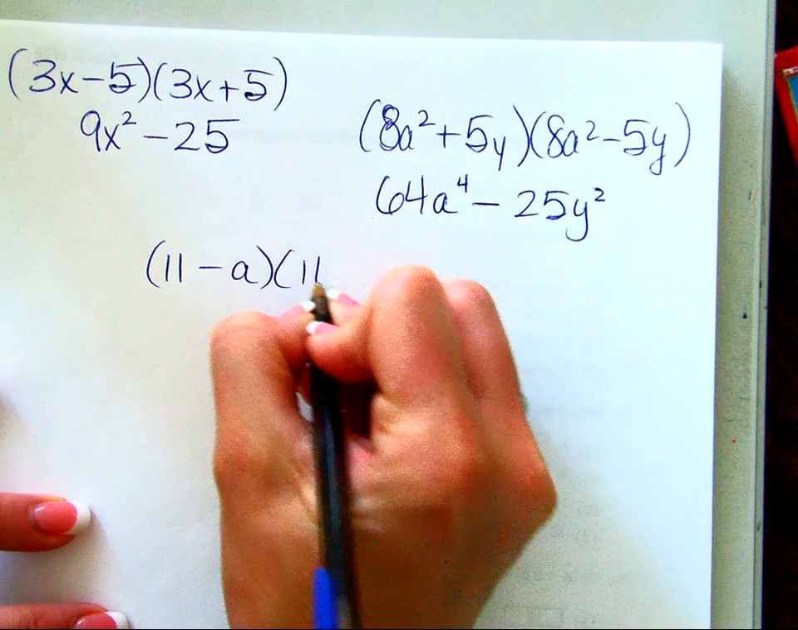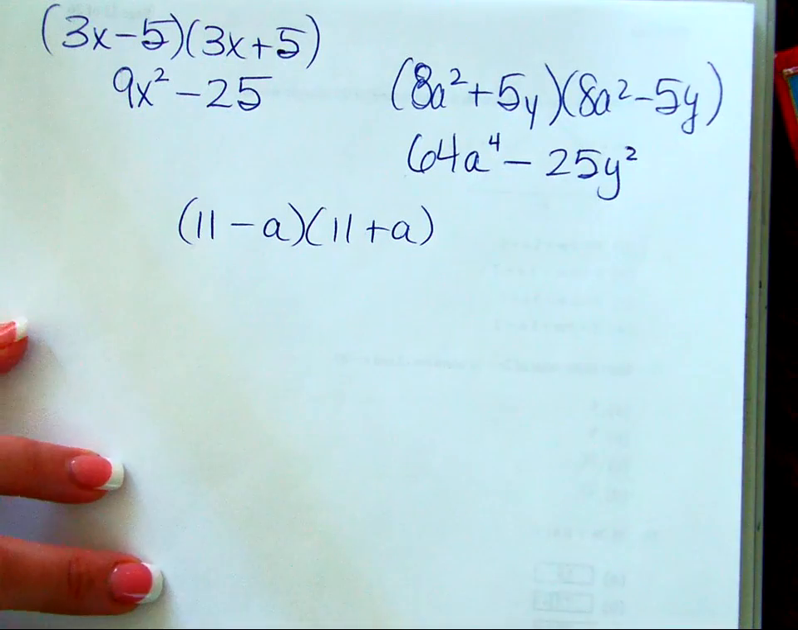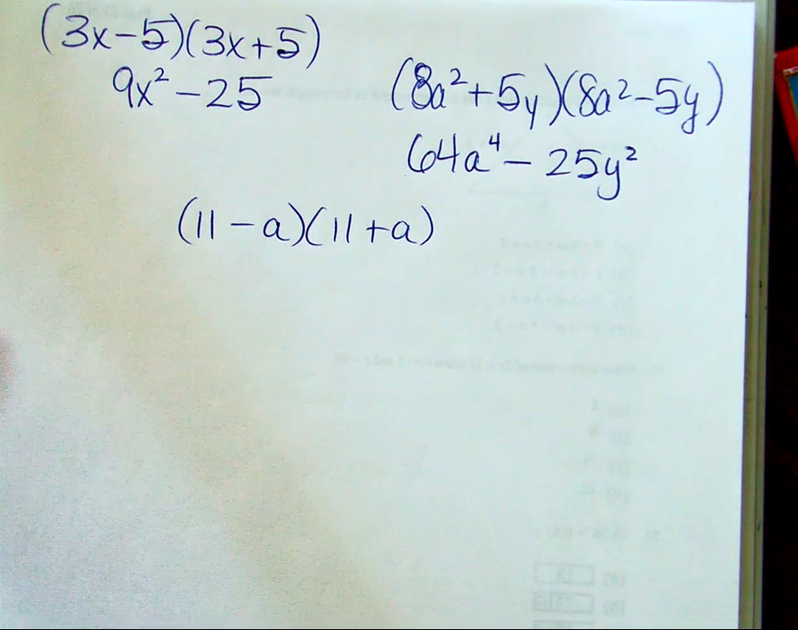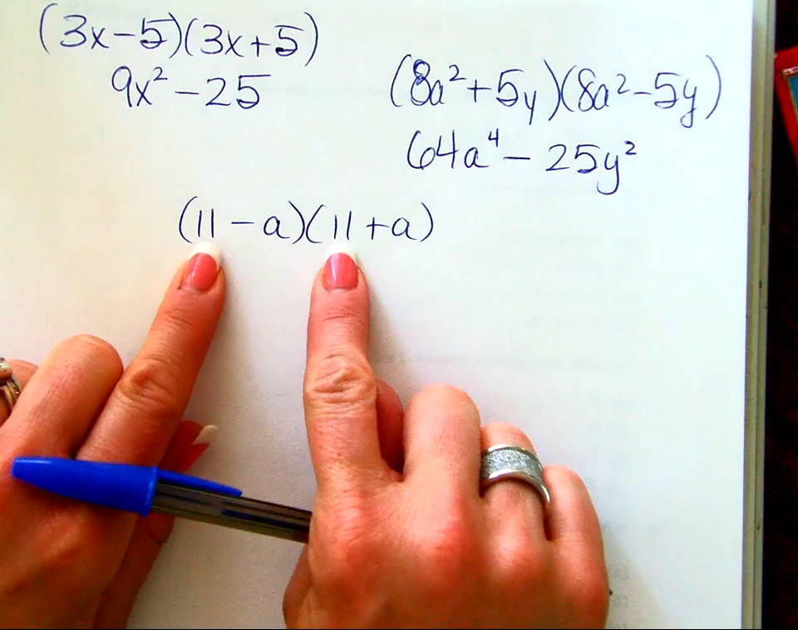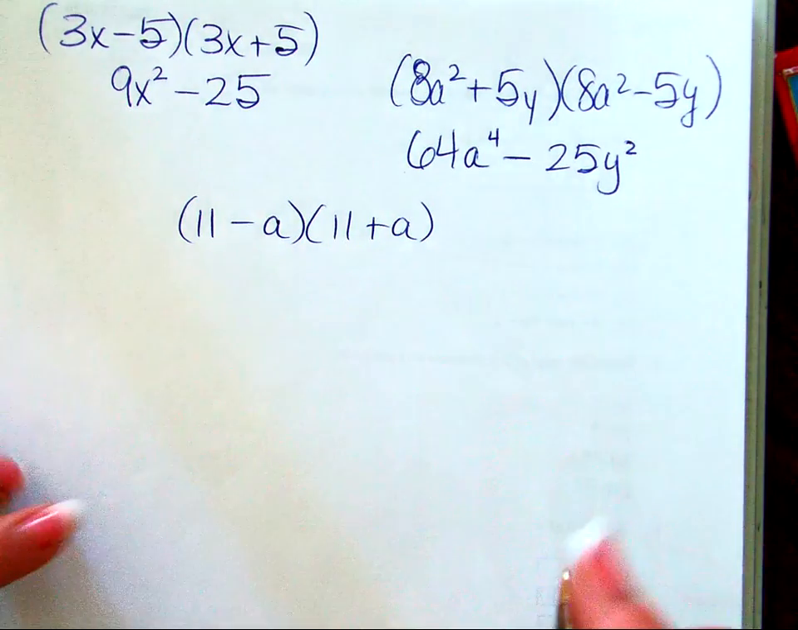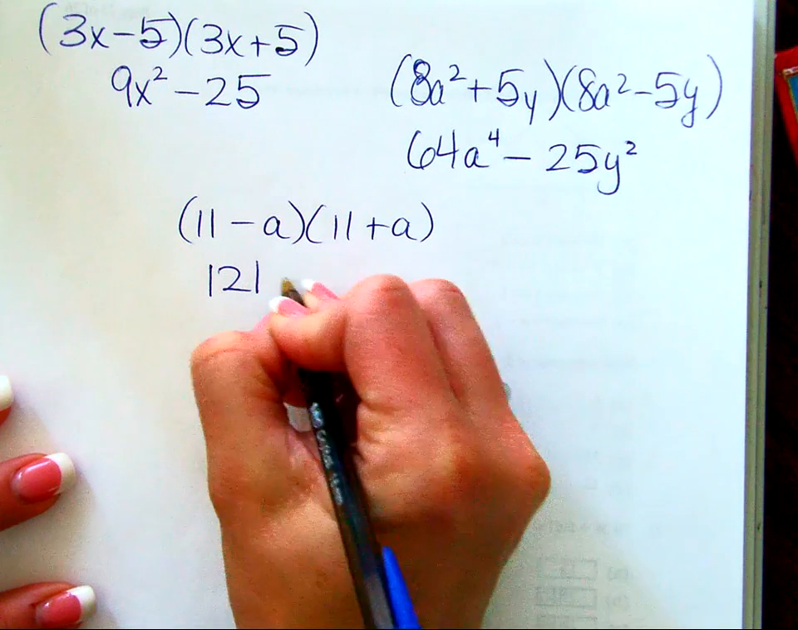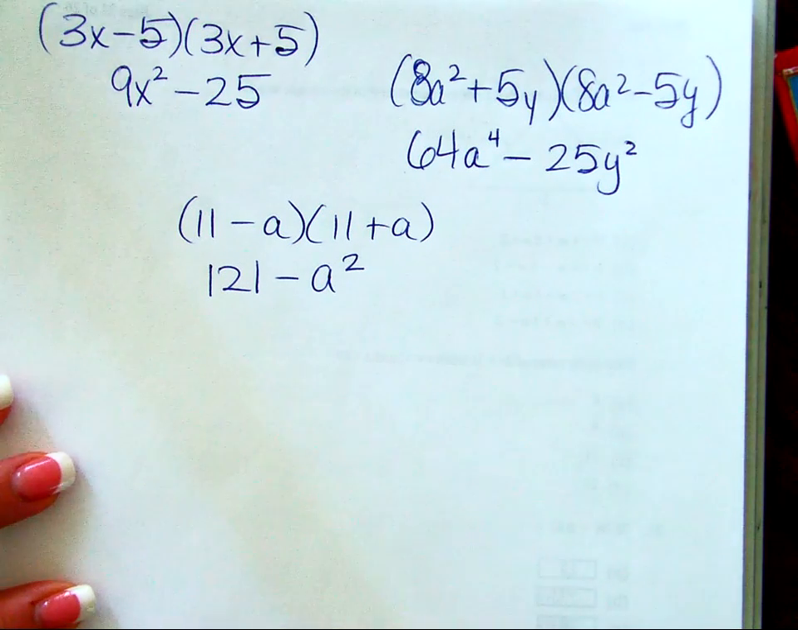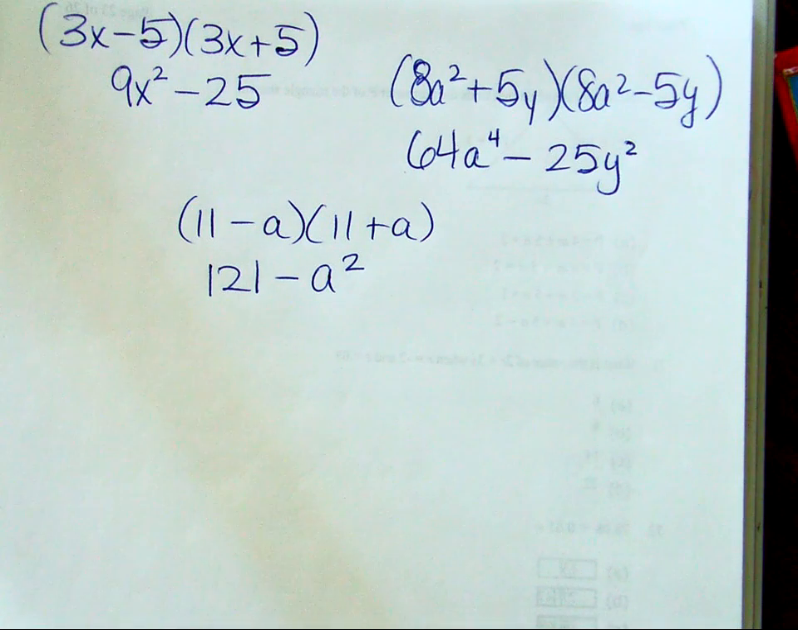Okay, you may see it this way. 11 minus a, 11 plus a. Okay, so you're used to seeing the variable in the first spot. You still do it the same way. Square a, which is the first spot. I know that's tricky because that's a. Square your b term, which is the second spot. So this is going to be 121 minus a squared. That's it. Okay? Good on that?